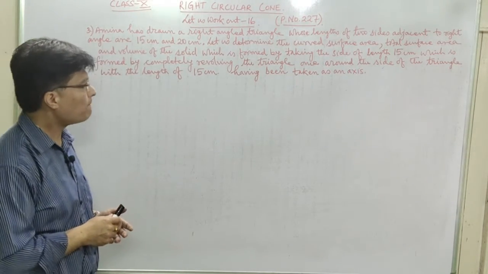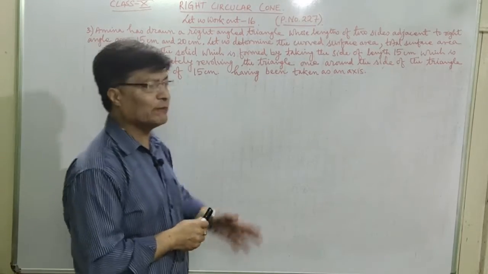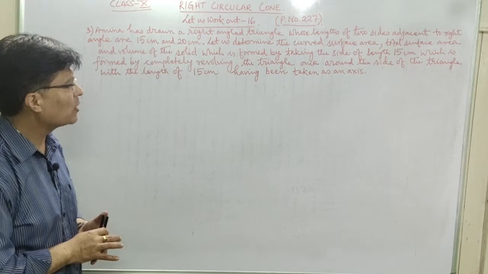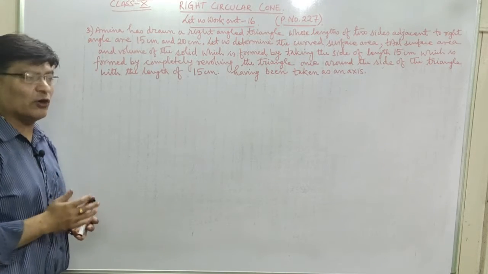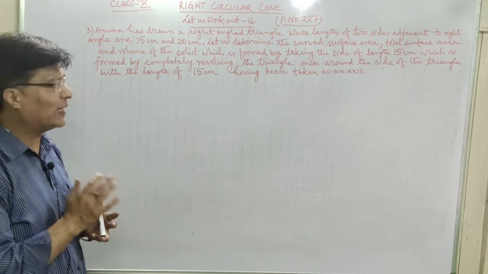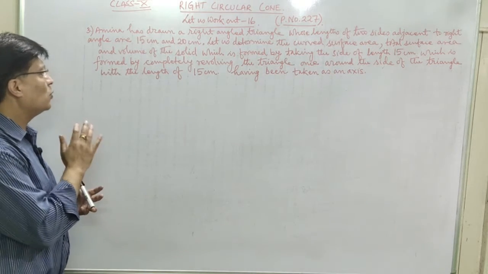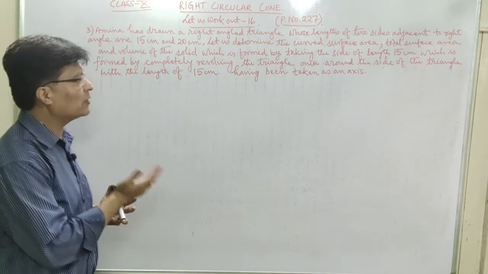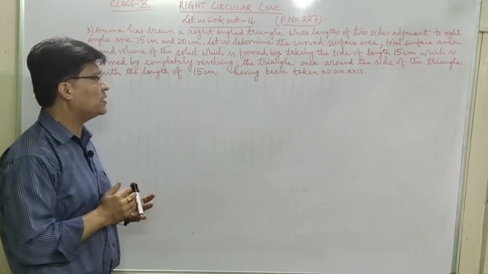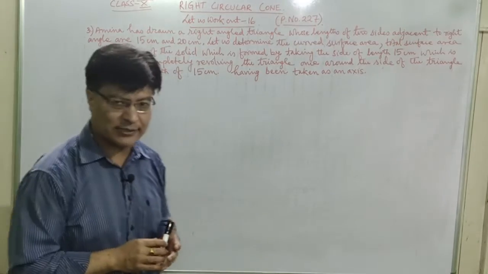Okay, now let us determine the curved surface area, total surface area and the volume of the solid, which is formed by completely revolving the triangle once around the side of the triangle with the length of 15 centimeter having been taken as an axis.